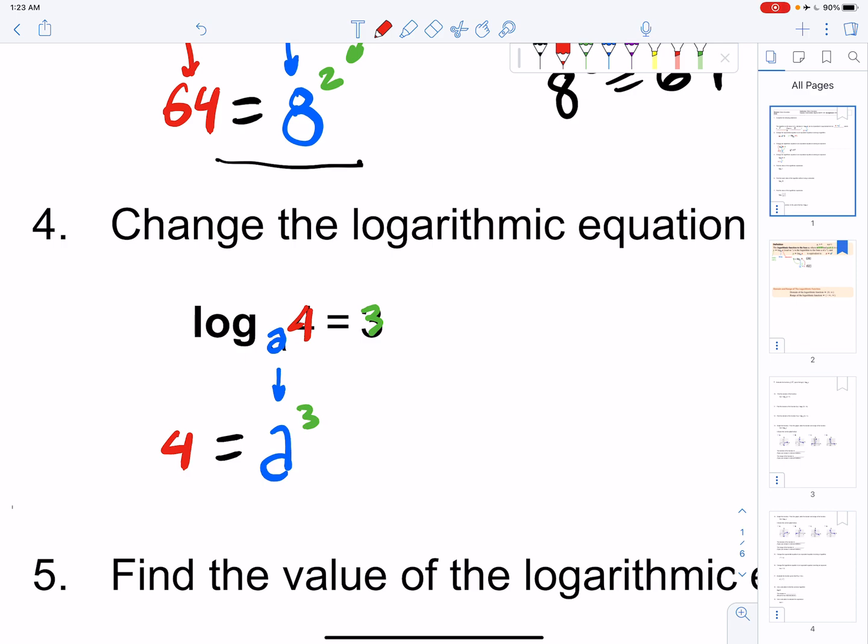Okay, when I do this, I'm trying to keep my colors and stuff, but I usually just do it this way. I'll say a to the third, and then I'll say that equals 4. But either way works just fine.